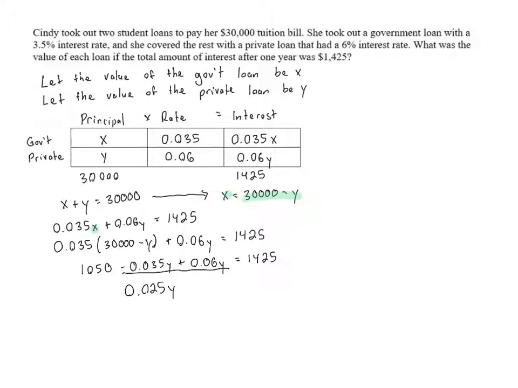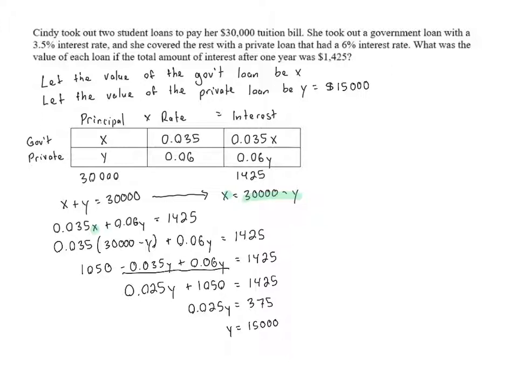So I have 0.025y plus 1,050 equals 1,425. At this point, I can subtract 1,050 from both sides, leaving me with 0.025y on the left and 375 on the right. And when I divide both sides by 0.025, I end up with y equals 15,000. Since y was the value of the private loan, we know that the value of the private loan is $15,000.